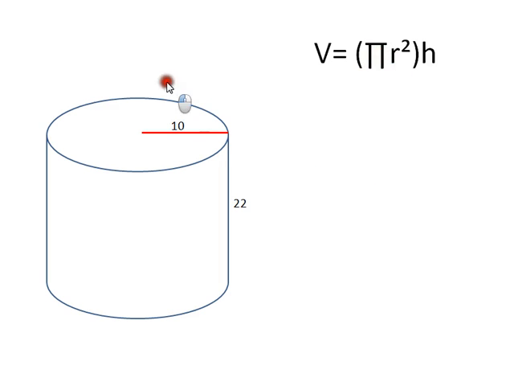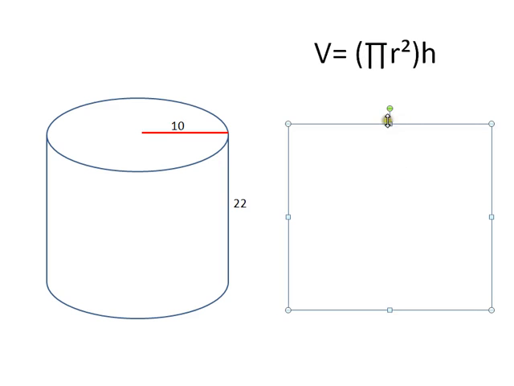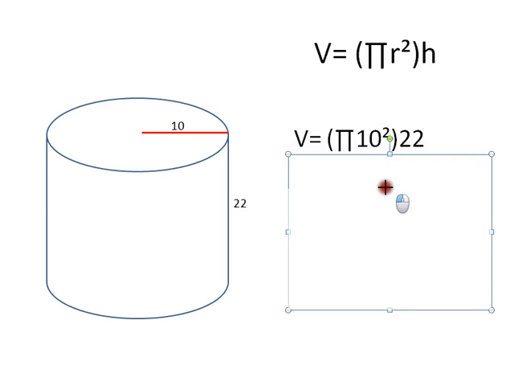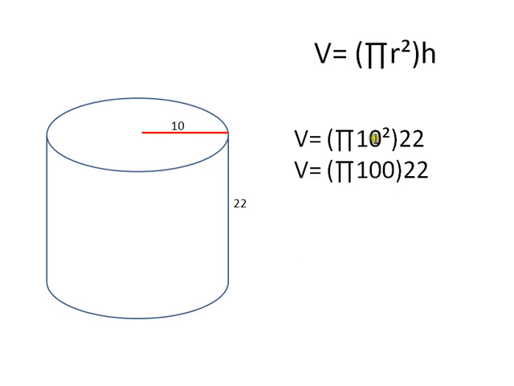Okay. So let's use our formula right now, and let's plug in some numbers that we know. So volume, we know that the radius here is 10. So pi times 10 squared. And the height is 22. Okay. So pi times 10 squared times 22. And because of order of operations, we know we're going to do the exponents first. So 10 squared is 100. So pi times 100 times 22 is going to equal how many cubic units we have in this entire cylinder.